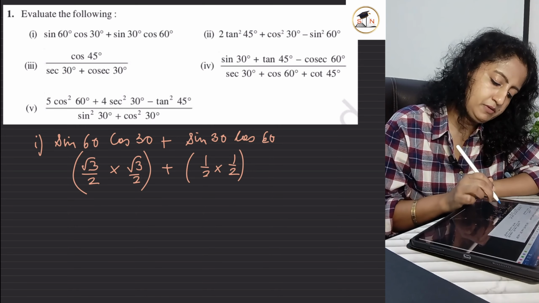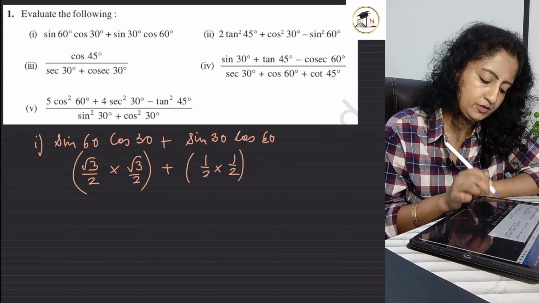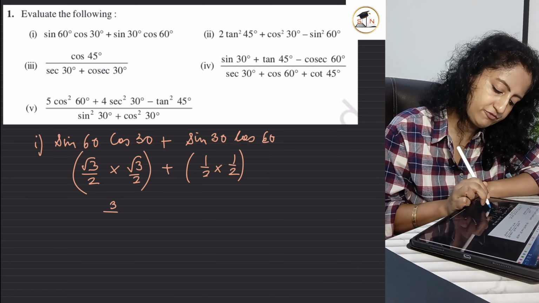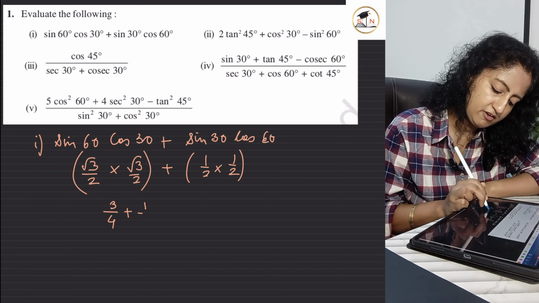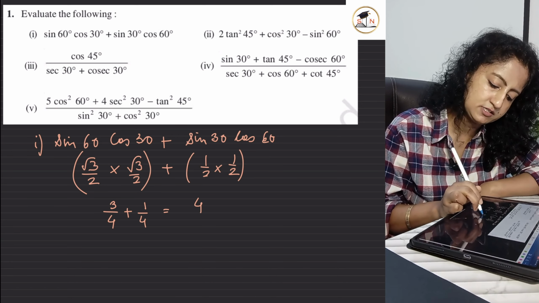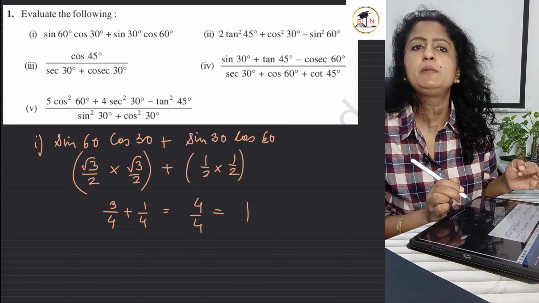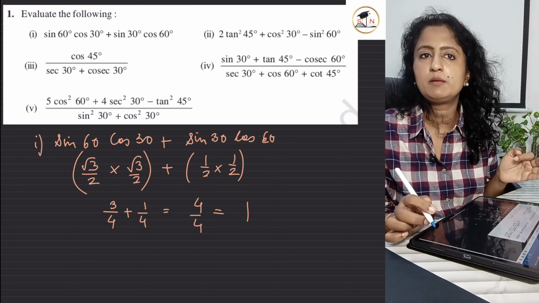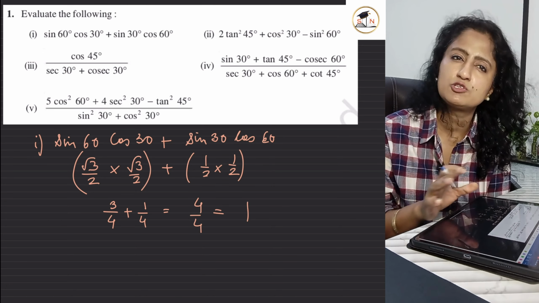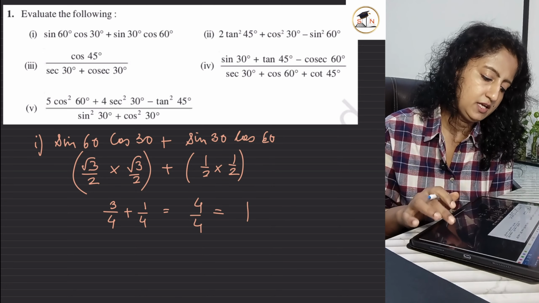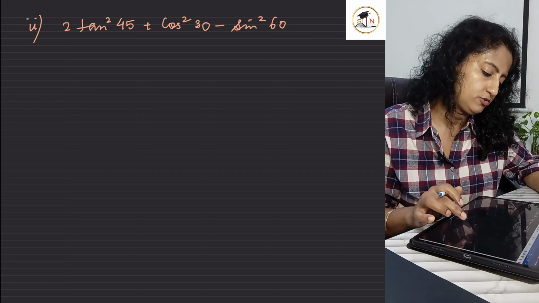Okay. So root 3 into 2, root 3 into 2, क्या मिलता है? 3 by 4 plus 1 by 4. Answer is 4 by 4, that is 1. हो गया ना 1 minute में, right? It was just a 1 minute question. And the weightage is also just 1 mark. Okay. Now let's do the second question.